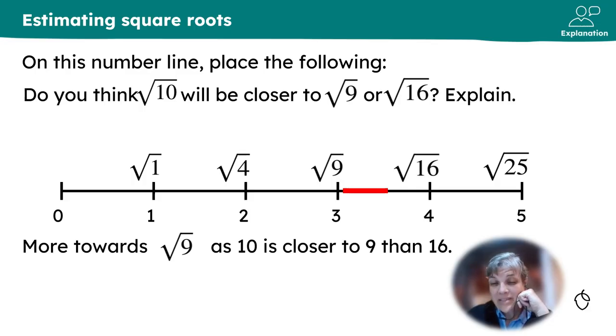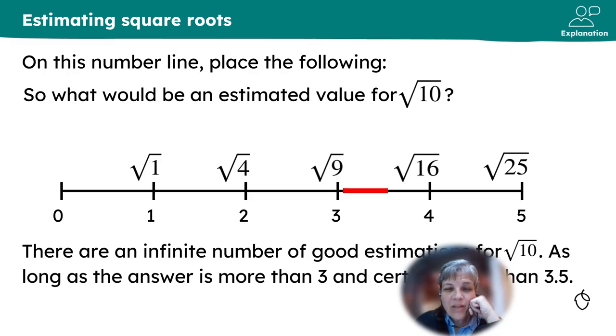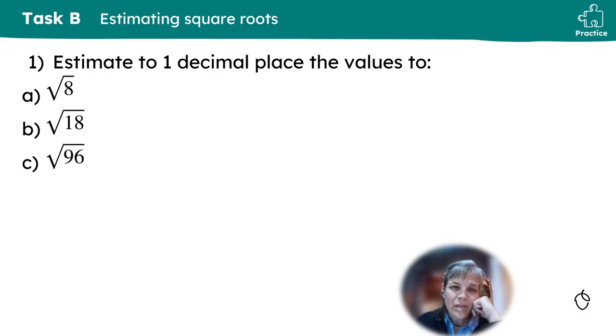So as long as you have something less than 3.5, the midpoint between 3 and 4, it's probably going to be a lot less than that because it would be right next to the root of 9. So maybe 3.1, 3.2. There could be an infinite number of good estimates for the root of 10 as long as it's more than 3 and certainly less than 3.5. So that's just a quick review of how you could estimate. Let's try 3 of them.